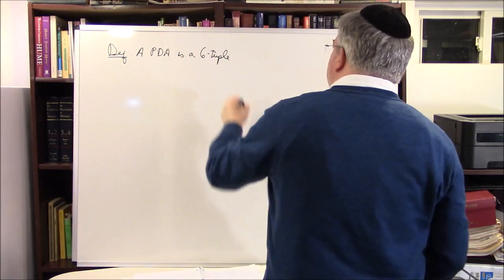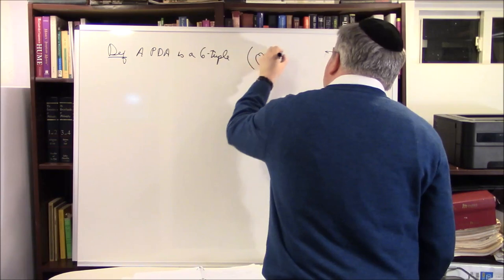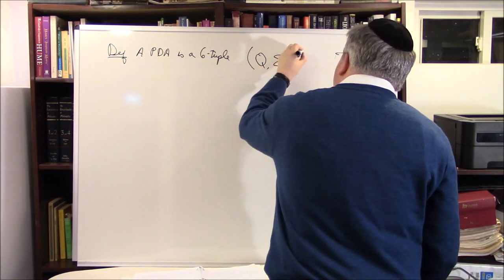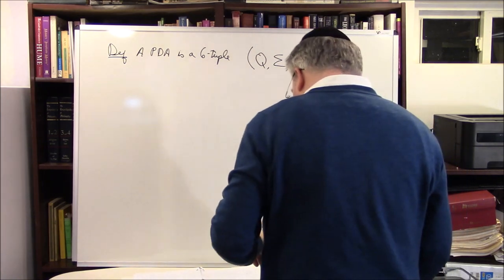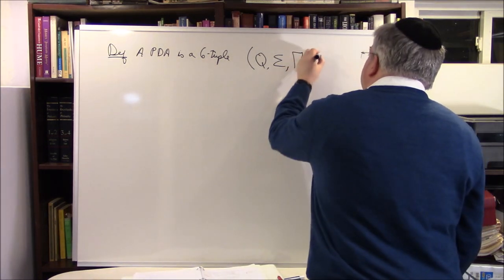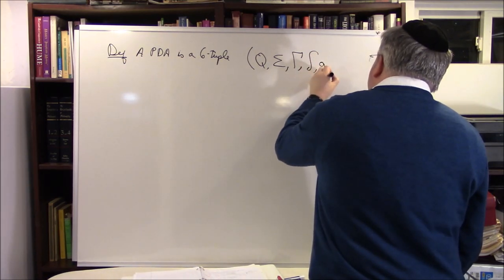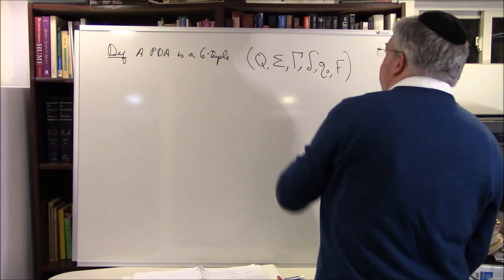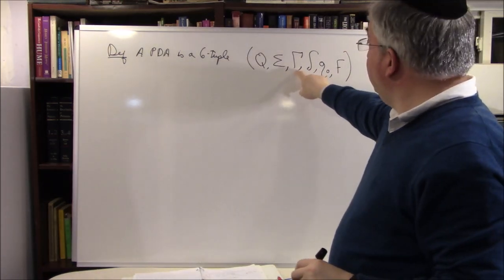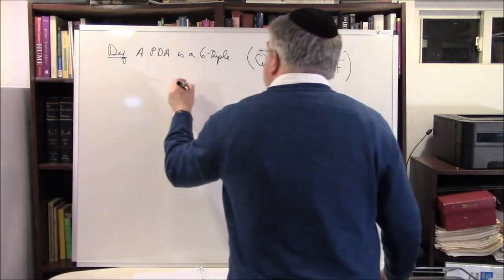It's a six-tuple. What is it? It's Q. Oh, we've seen that before. An alphabet. We've seen that before. That's called the capital gamma. We'll see what that is in a second. Delta, that's our transition function. Q0 and F. We've seen almost everything here except this. And the delta is going to be a little bit more souped up. So let's go through it.